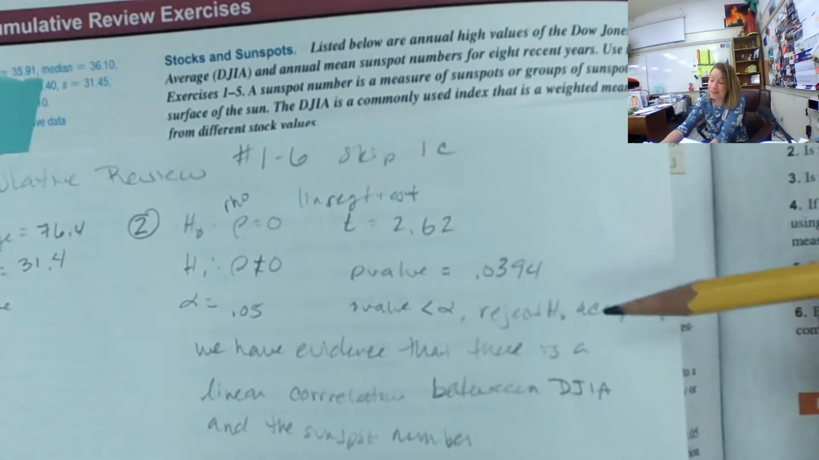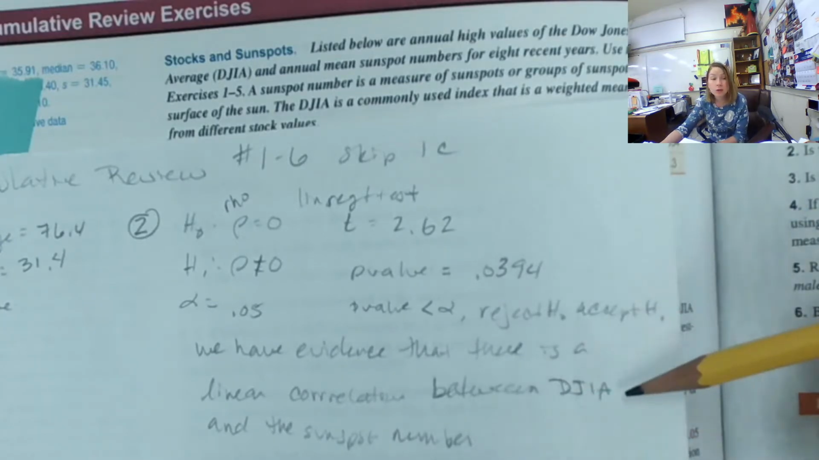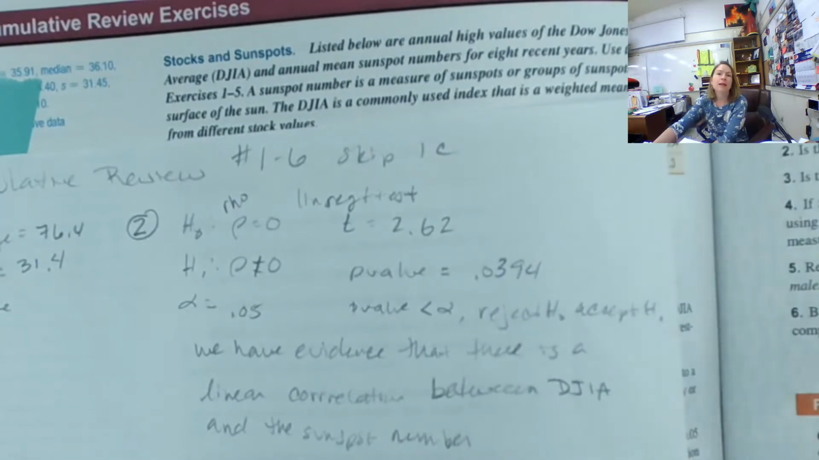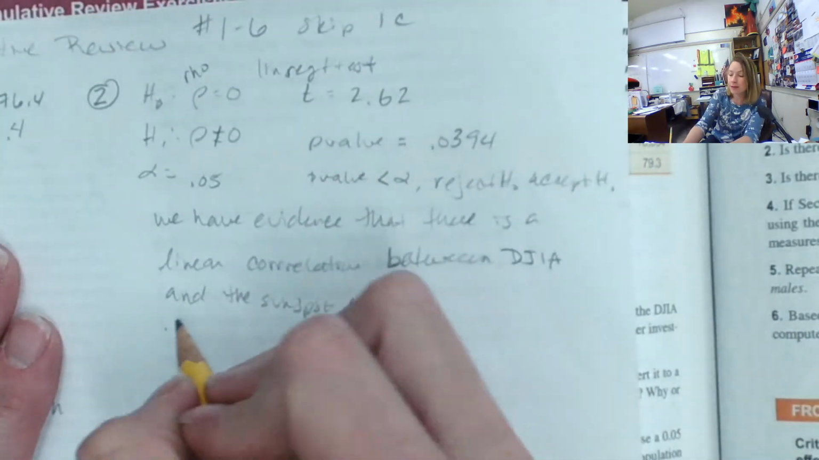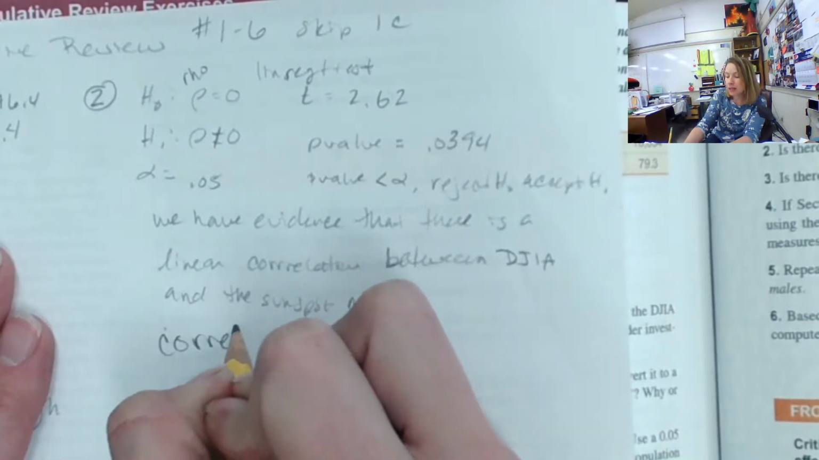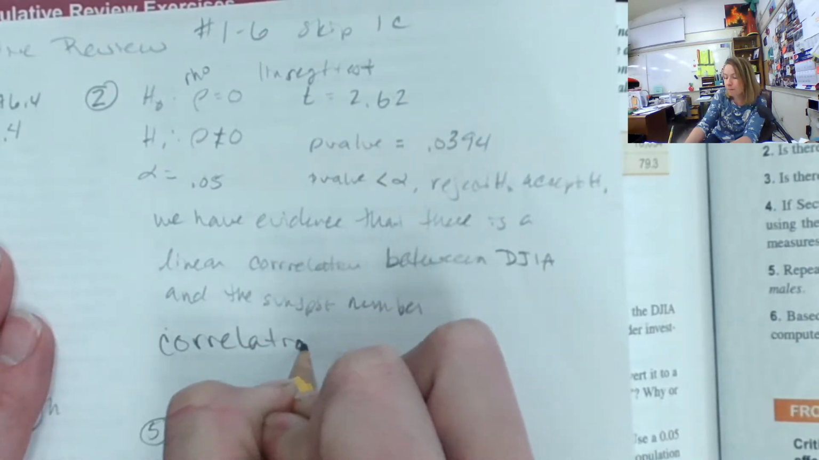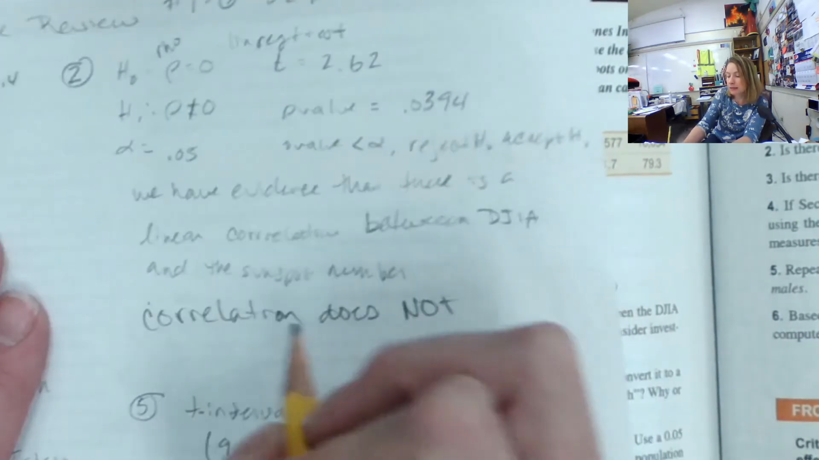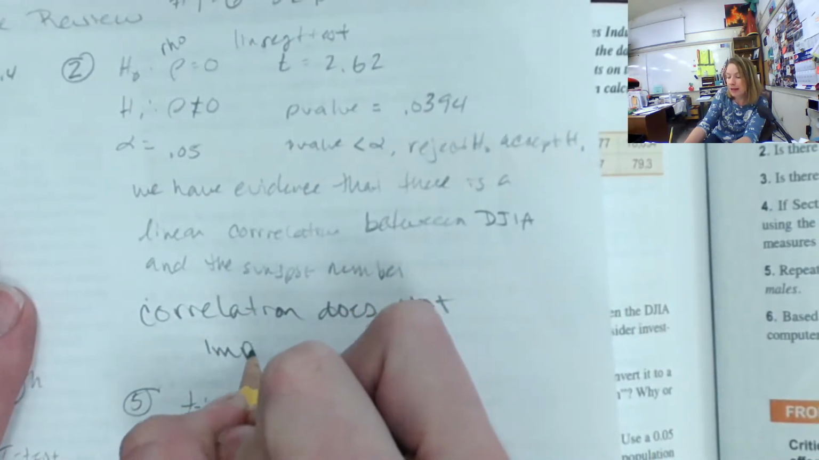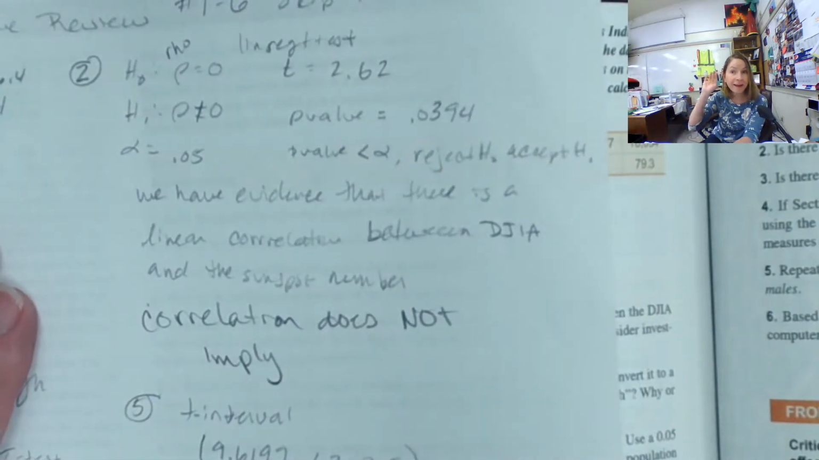So we have evidence that there is a linear correlation between those two things, but does that mean that we should buy stocks based on the number of sunspots that are on the sun? No. Remember that correlation, let me write this down. Correlation does not imply what? Causation.